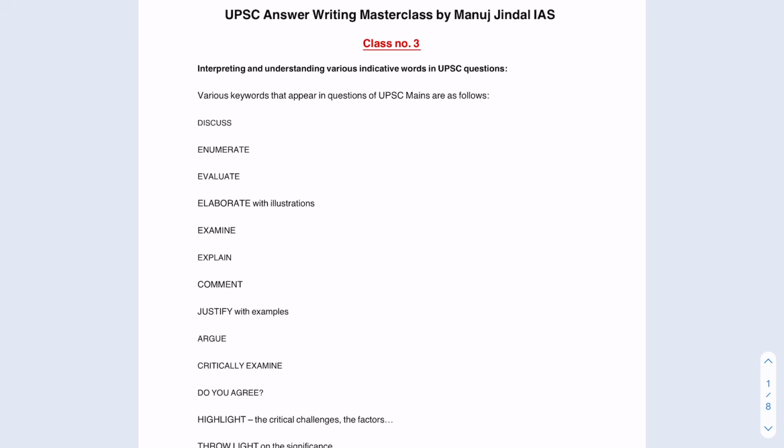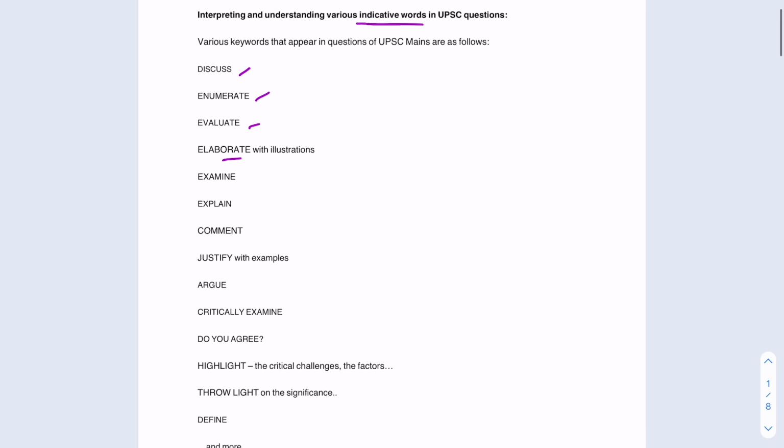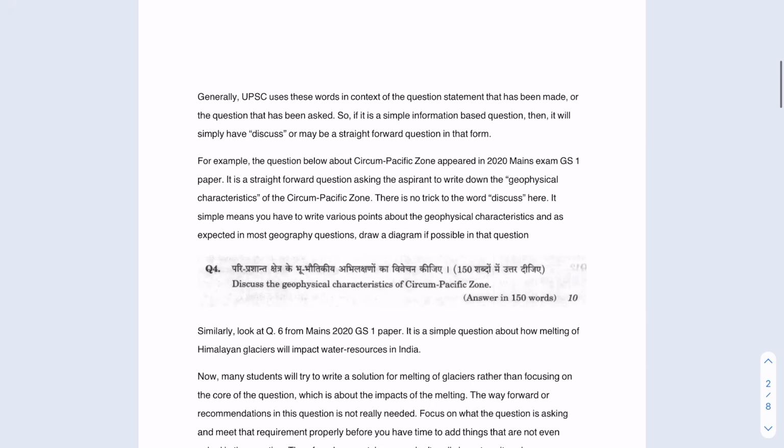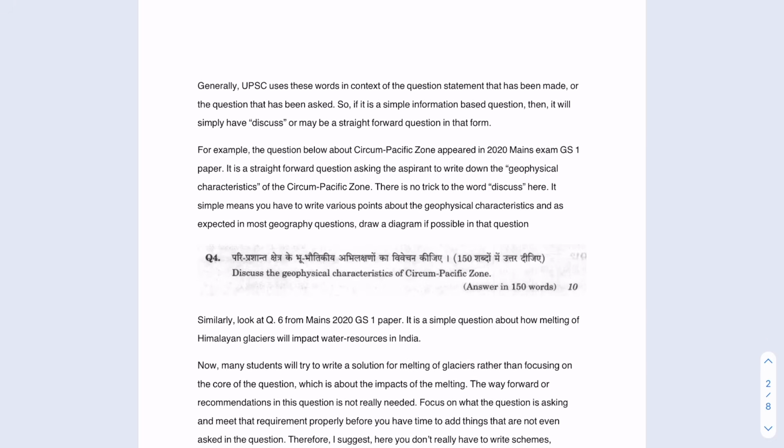One of the major challenges faced by aspirants in UPSC answer writing during the mains exam is about the indicative words that appear in the UPSC questions. These words can be of different types. They can be discuss, enumerate, evaluate, elaborate, etc. The list of which I have shown here appears on the screen. So what are these words and how can these words be understood by you?